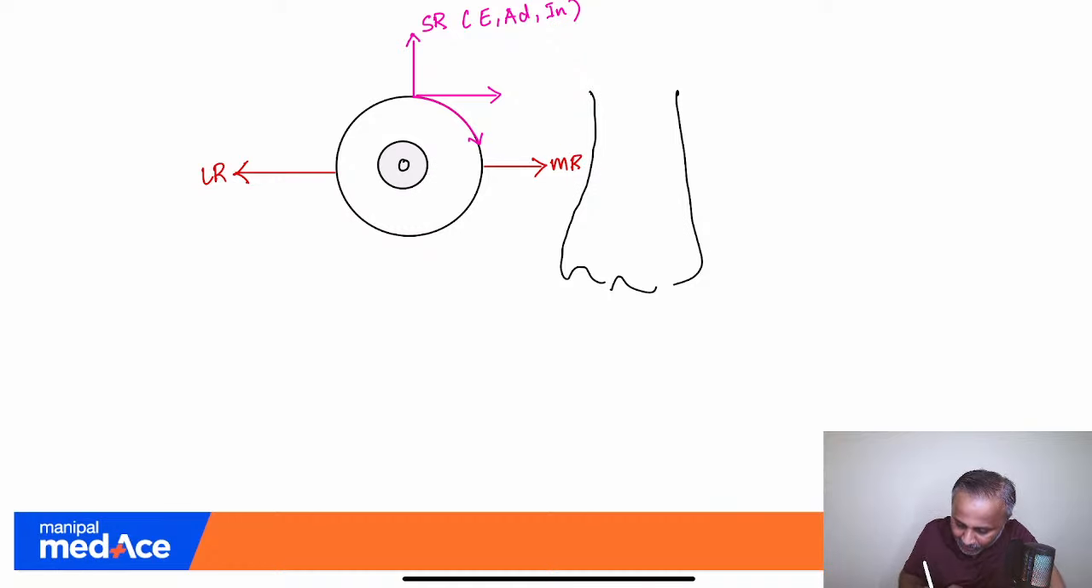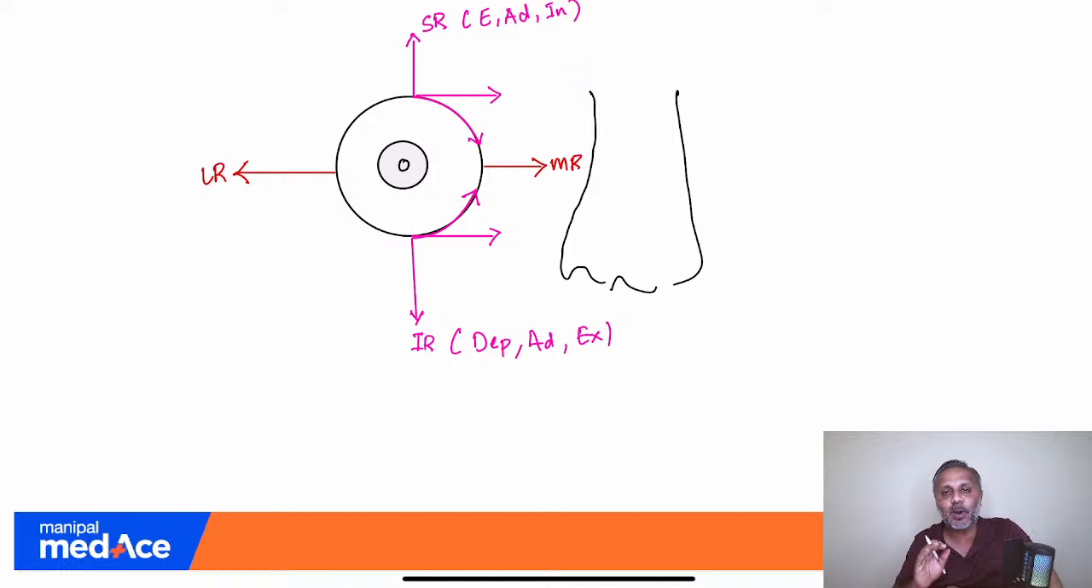Similarly, when we talk about the inferior rectus, the primary action is depression of the eyeball. Apart from this, this can also adduct the eye and this can rotate the eyeball outwards, that is away from the tip of the nose. So this becomes extorsion. So what are the actions of inferior rectus? Inferior rectus can bring about depression, then it can bring about adduction, and then it can bring about what? Extorsion.